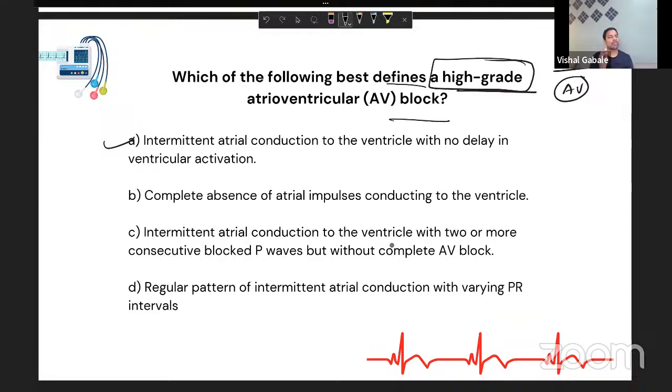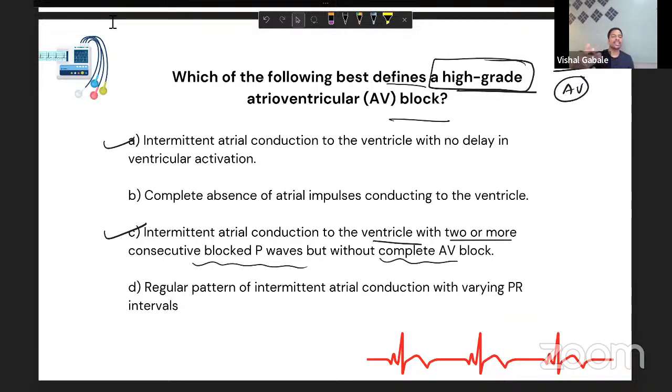And third is complete heart block, where there will be absolutely no passing of the signal from the atria to the ventricles. All right. So here, if there is an intermittent atrial conduction block to the ventricles with 2 or more consecutive blocked P waves, but without complete AV block, this is your definition of high grade AV block. Okay. High grade means not complete, guys. Complete heart block is different and high grade AV block is different.